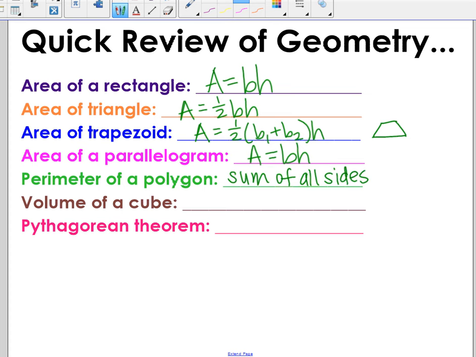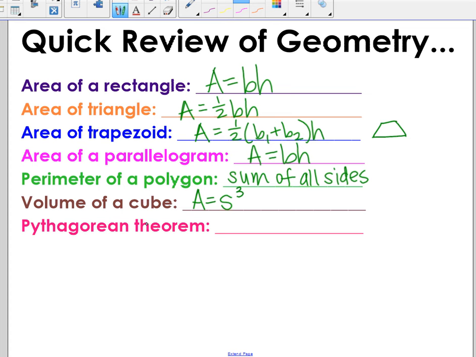Volume of a cube. So when you're talking about area, you're talking about 2 dimensions, length and width, base and height, whatever. When you're talking about volume, now you're adding in the 3rd dimension. So volume of a cube, a lot of people have heard volume as length times width times height, but we're talking about a cube. So since it's a cube, that means all of the sides are the same. So we're going to say it's side times side times side, or side cubed.